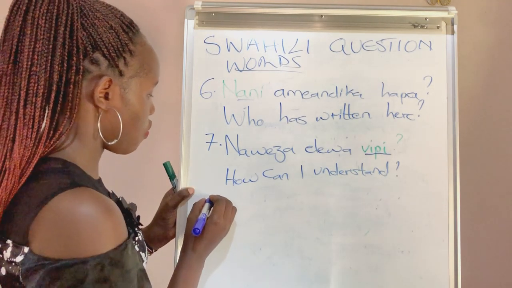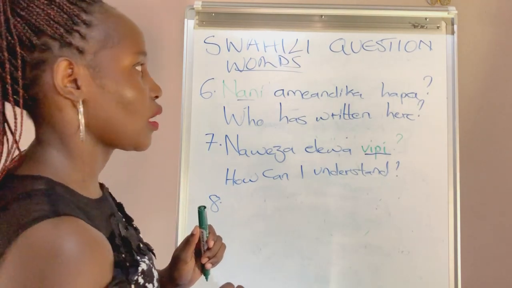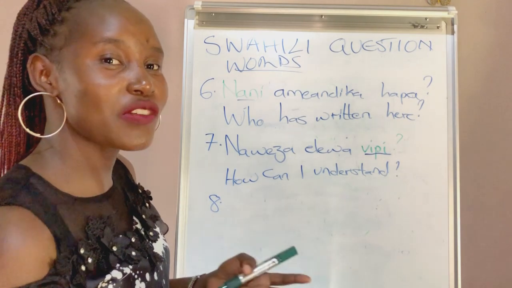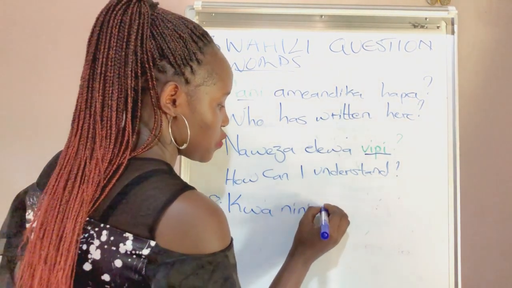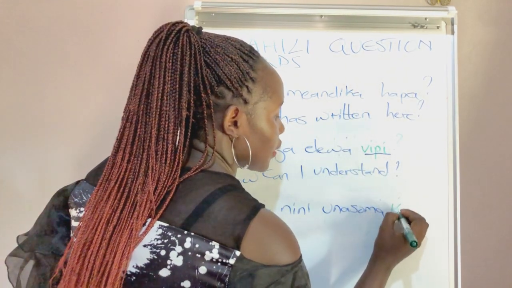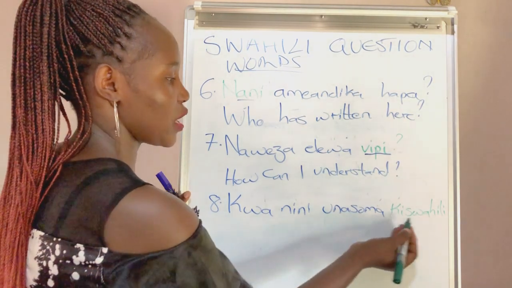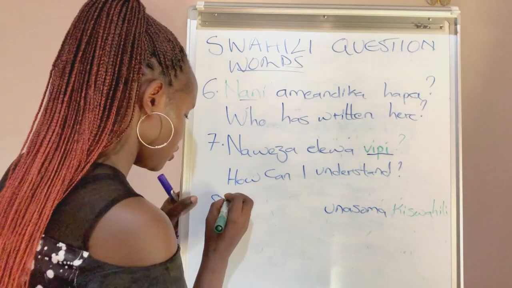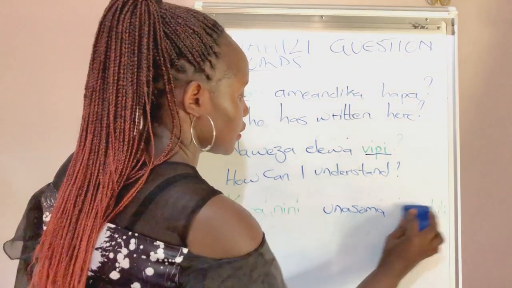On to our 7th word. Kwa nini. Let's make a sentence. Kwa nini unasoma Swahili? Why are you learning Swahili? Kwa nini unasoma Kiswahili? It is our kwa nini here. So we are using it to make a sentence. Kwa nini unasoma Kiswahili? Why are you learning Swahili?